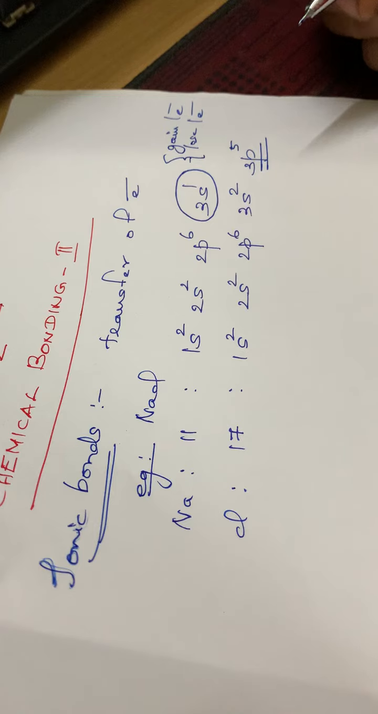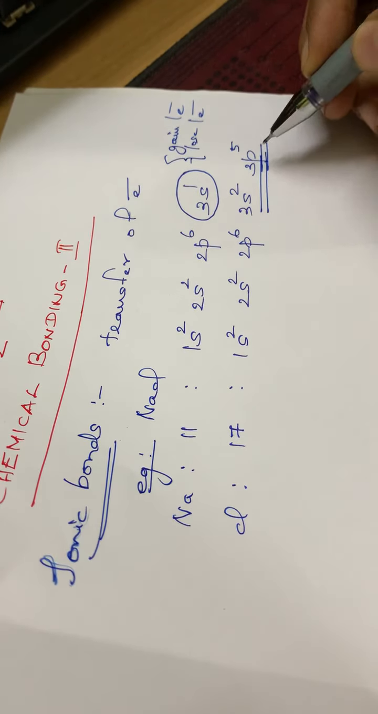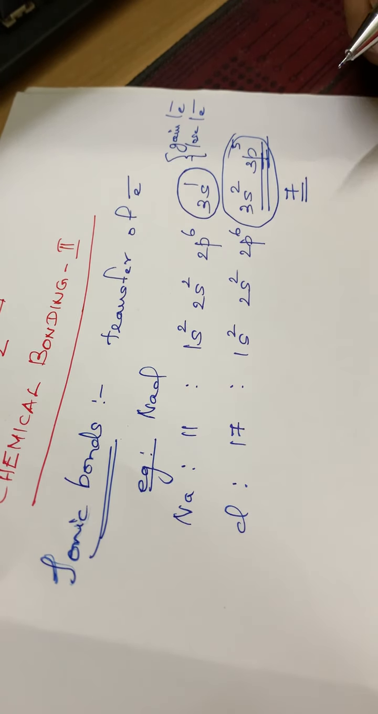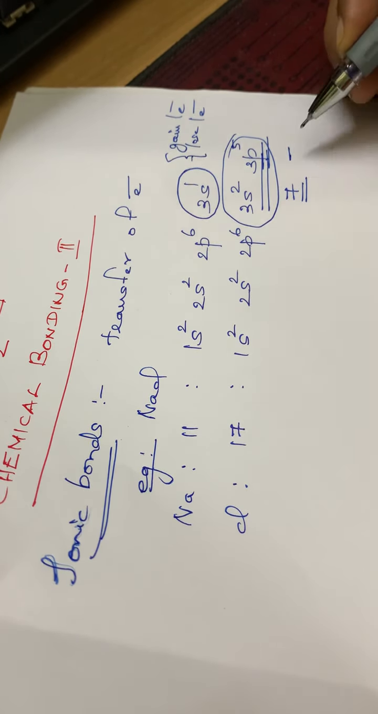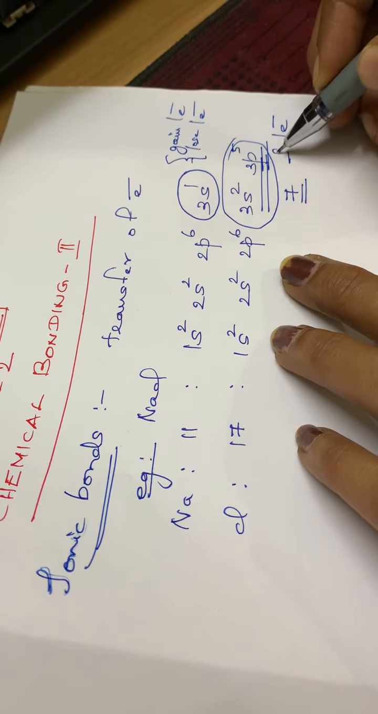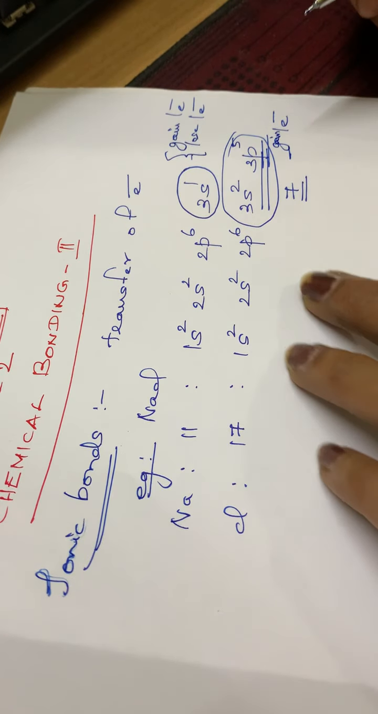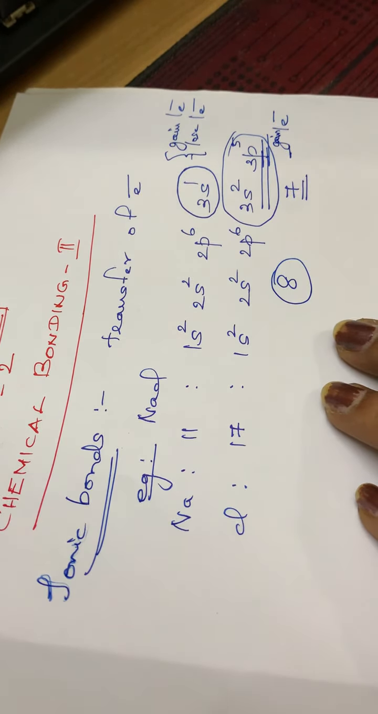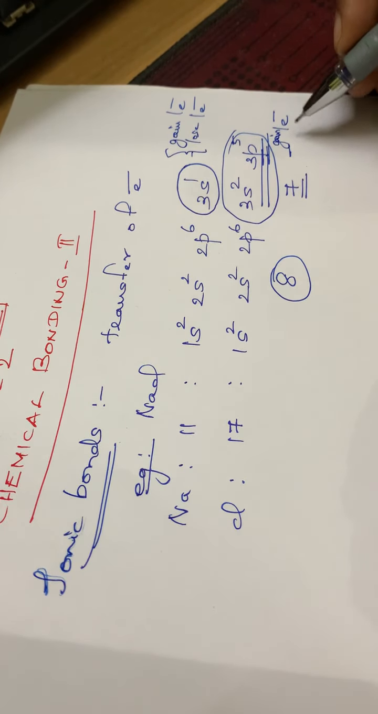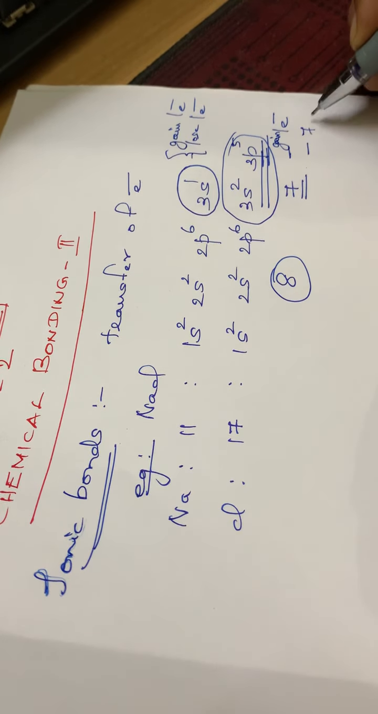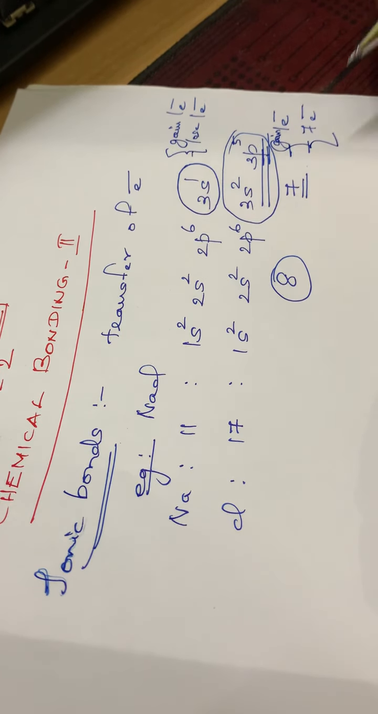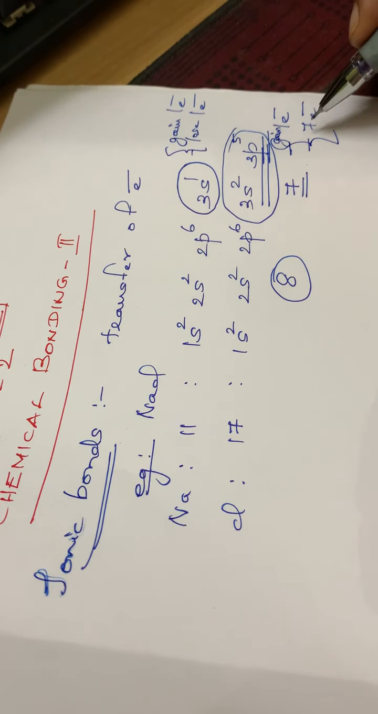And also in the case of the chlorine atom, the valence shell configuration is 3s2, 3p5, so the total electrons in the valence shell is 7. In order to gain a stable octet configuration, it requires one more electron. A stable octet means the outermost shell should contain 8 electrons. So it can gain one electron or lose 7 electrons. Two possibilities are there for both sodium and chlorine.